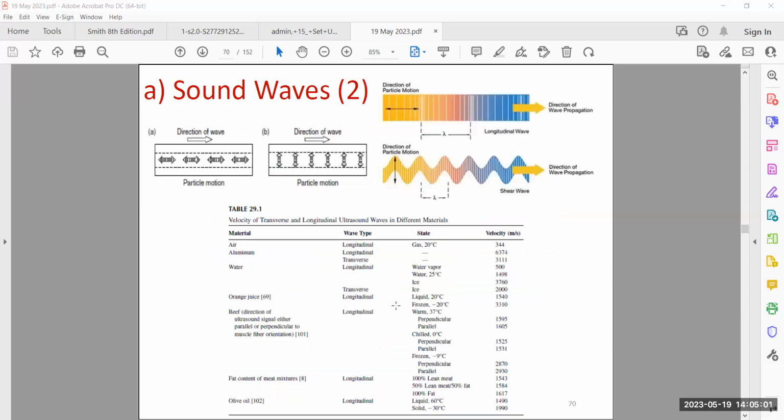Okay, so you would have the direction of the wave, and that sometimes can be in this way, what we call the longitudinal wave. Sometimes it can be what we call the shear wave. Most often we would use the shear wave in comparison to the longitudinal. These are some of the velocities of transverse and longitudinal ultrasound waves in different materials. So different materials would give out different velocities at different wave types.